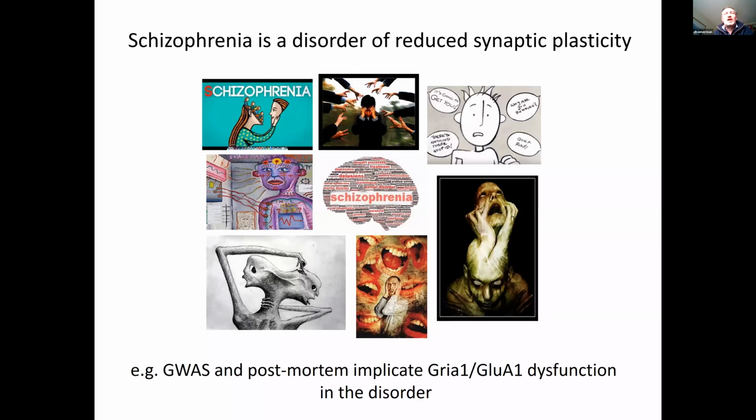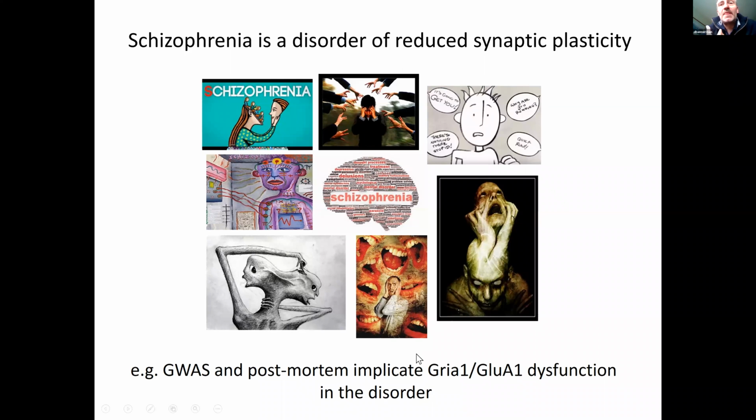Okay, so how might priming help us think about the role of hippocampal LTP in schizophrenia, for example? Just a quick recap: schizophrenia, we've said, is now being considered as a disorder of reduced synaptic plasticity, and genome-wide association studies have implicated a number of genes associated with plasticity, including GluA1, the gene that codes for this GluA1 AMPA receptor subunit. Now, importantly, it's not just genetics that links GluA1 to schizophrenia.